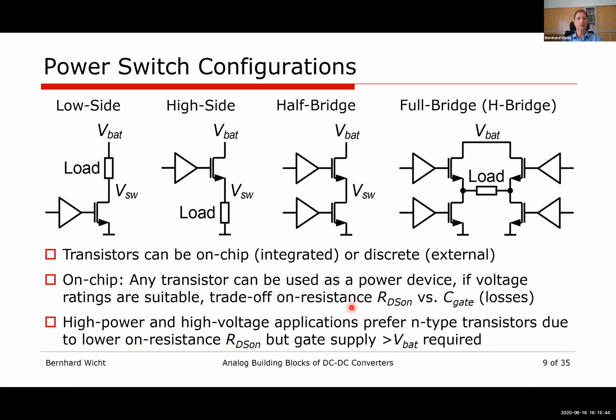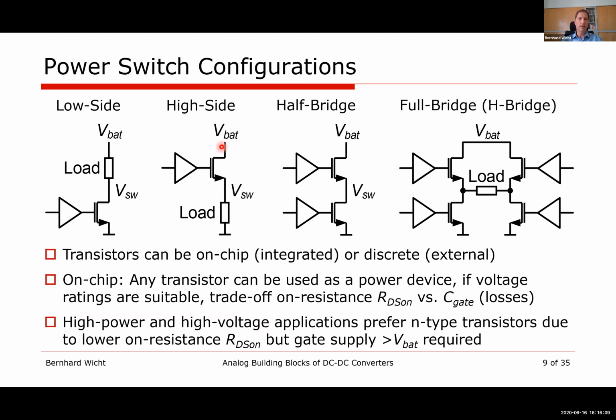And this is also the reason why we use N-type transistors, especially for high power and high voltage applications, as they give us a lower RDS-on value, usually, and lower area, lower gate capacitance. Of course, if you use N-type transistors, I'm using them here already in these 4 configurations.